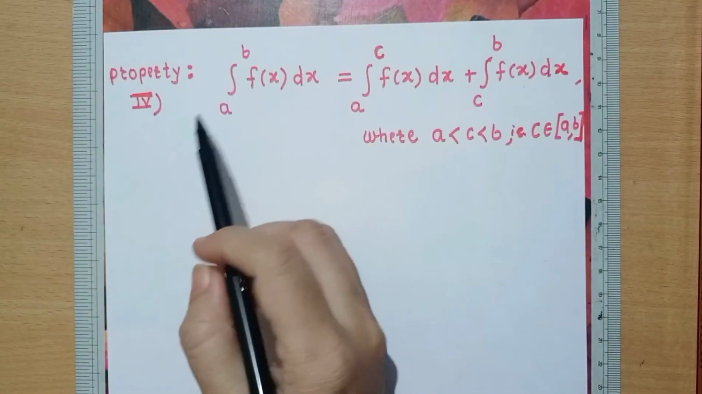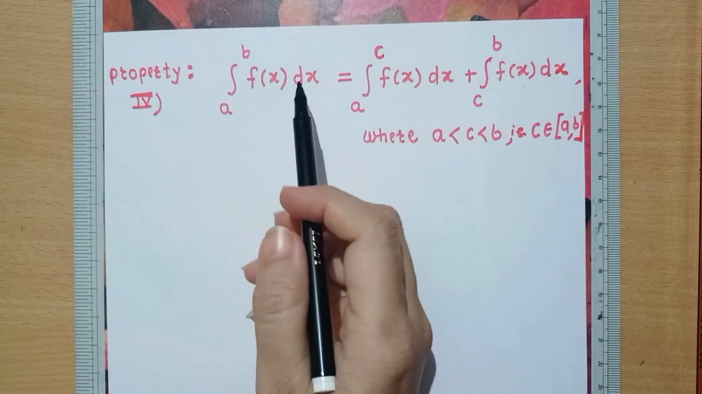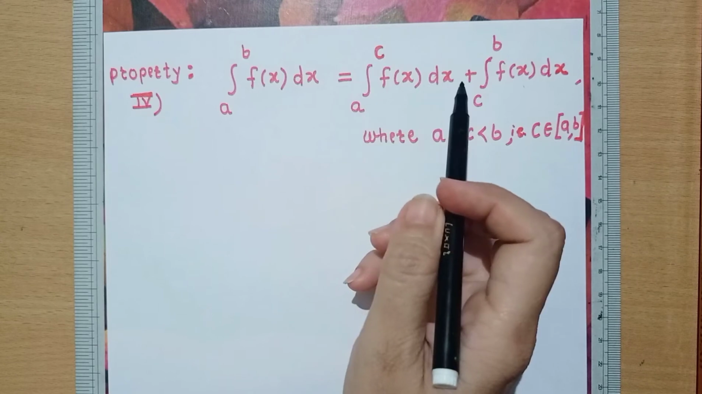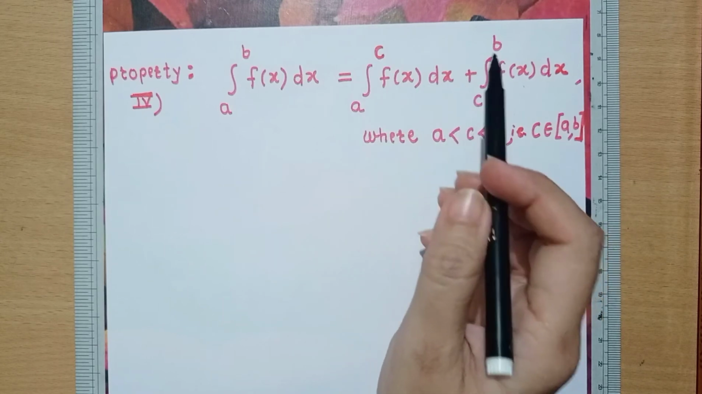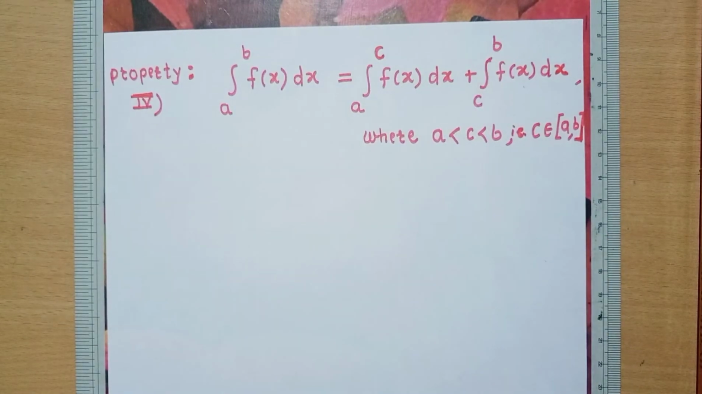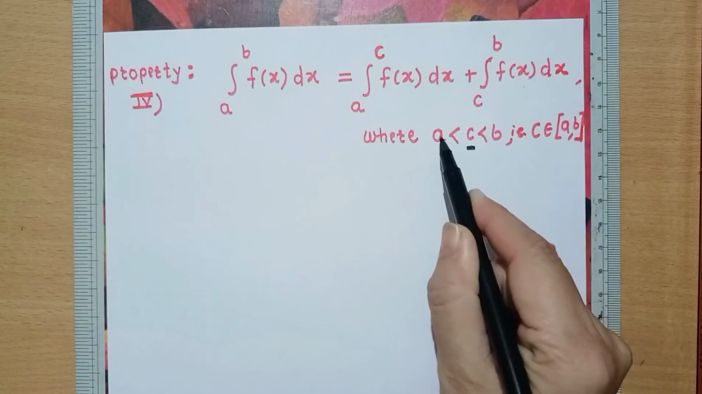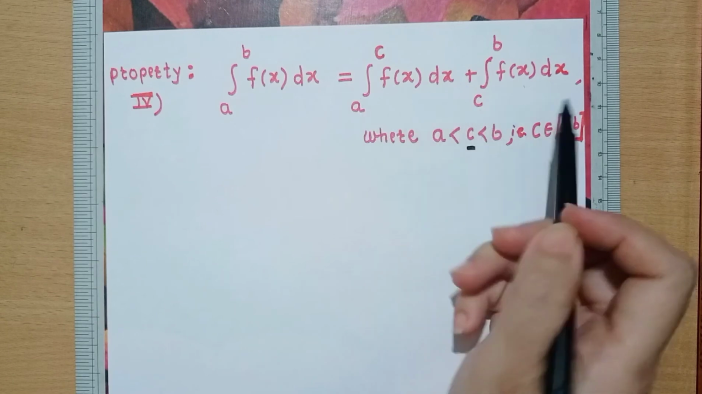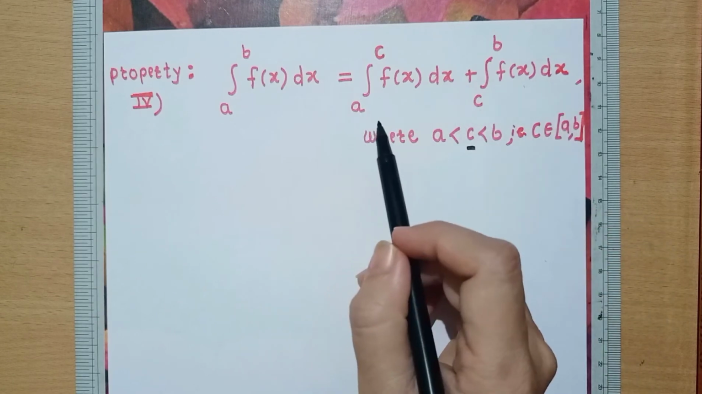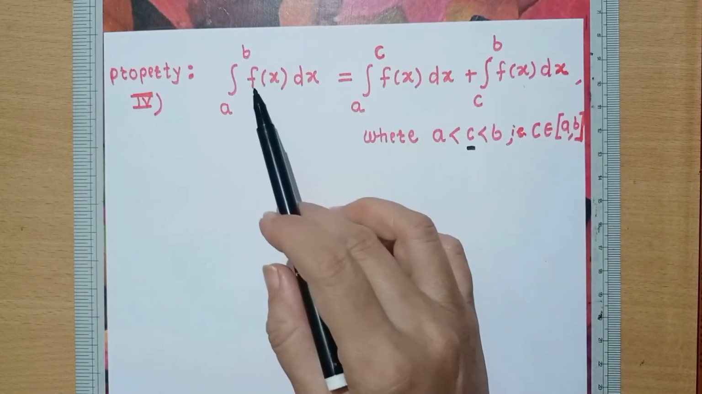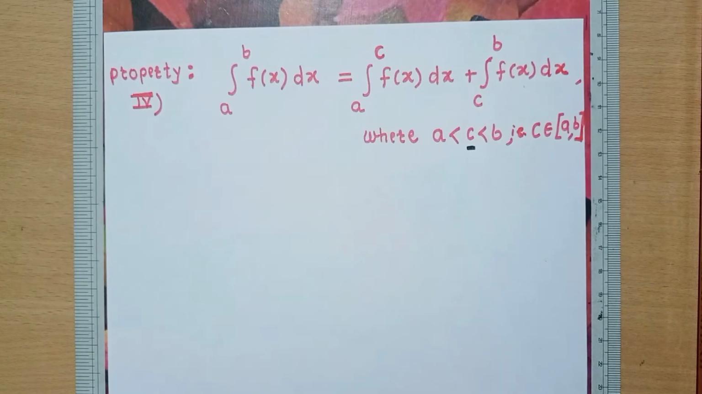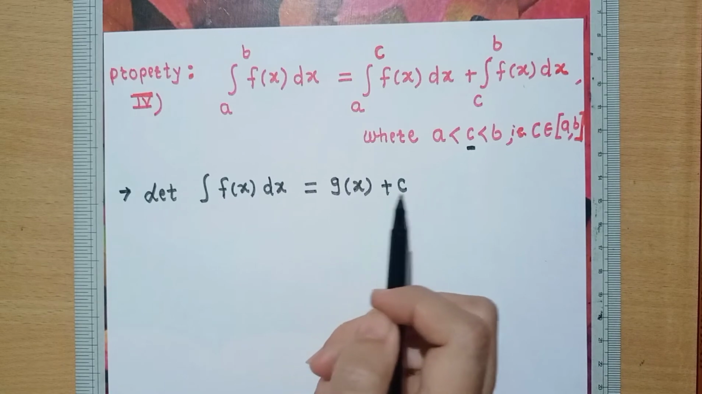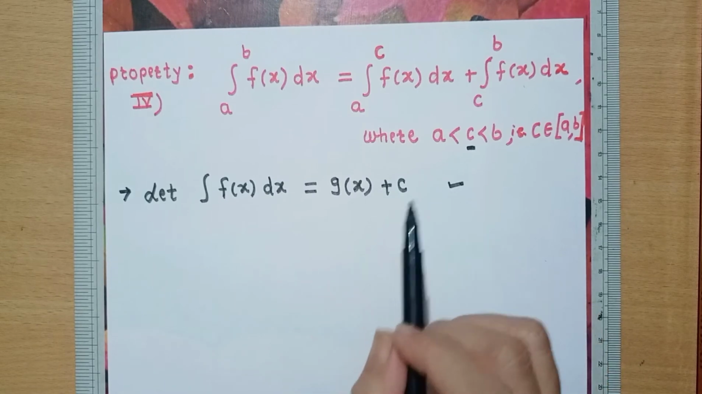This is our fourth property. The integration from a to b of f(x) dx equals the integration from a to c of f(x) dx plus the integration from c to b of f(x) dx, where this c lies between a and b. So we will start from the right hand side, and then we will prove that this is equal to the LHS. So let the integration of f(x) dx be equal to g(x) + c. This is our first step.